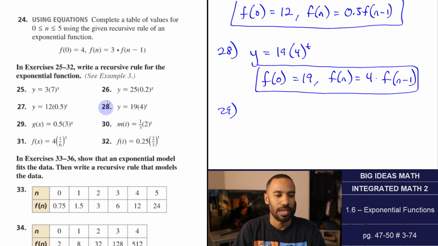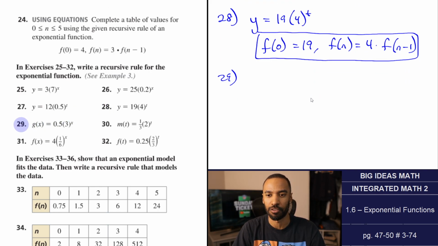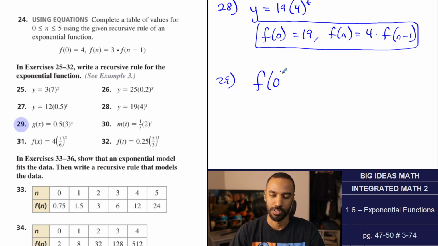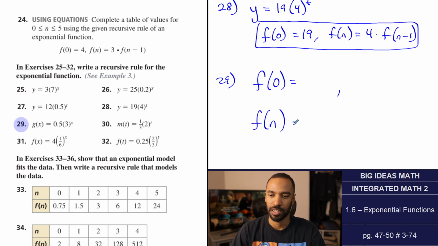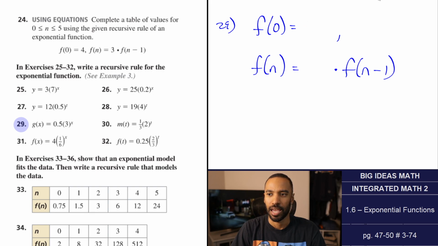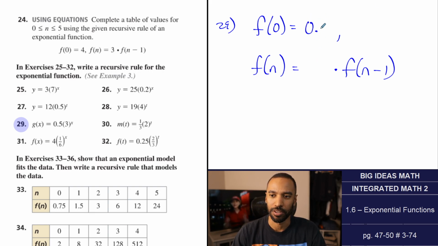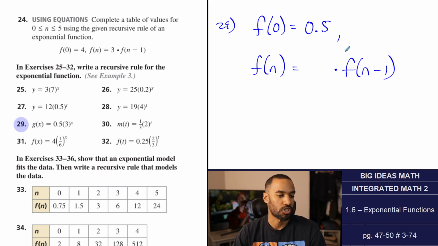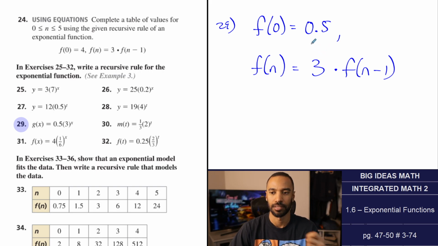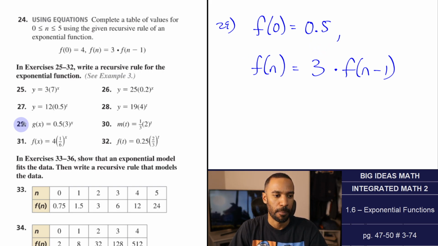Four more of these. If you don't mind, I'm going to proceed a little faster now. I will just write the answer and replace what I have before. So let me create a template. F of 0 equals, f of n equals this times f of n minus 1. So here we go. Number 29, f of 0 equals 0.5. I feel bad that I'm not explaining how these work anymore, but this is just what it is. So that's number 29. It's the multiplier and such.